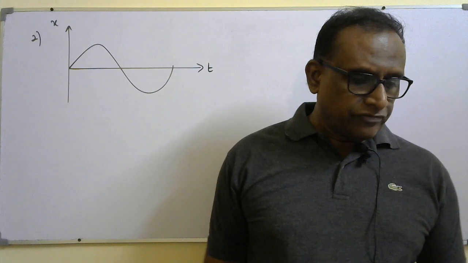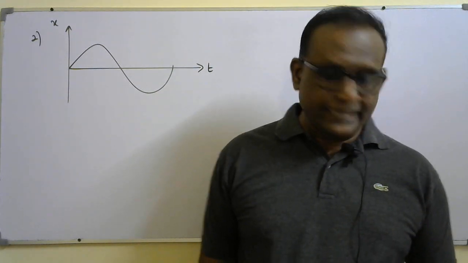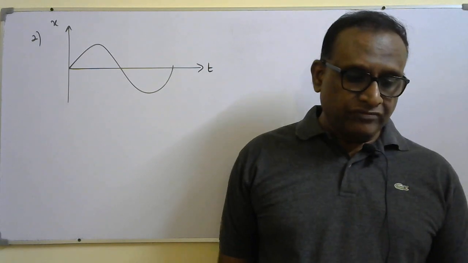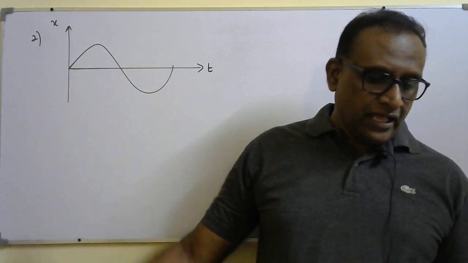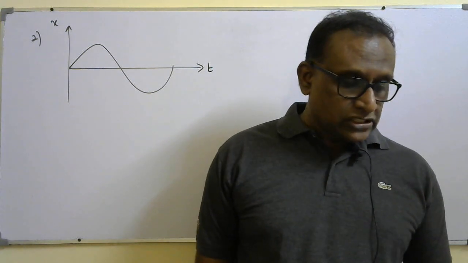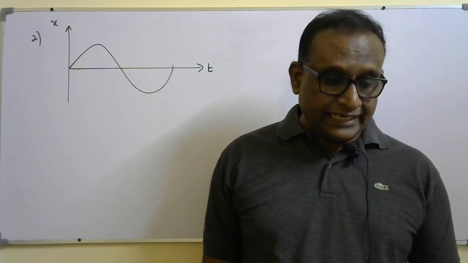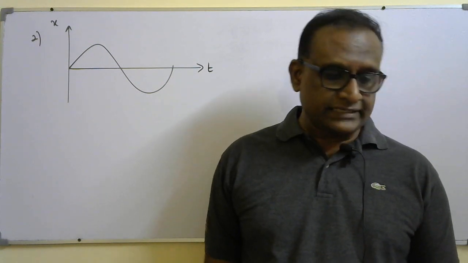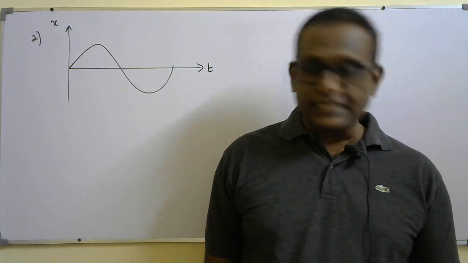Second question, the graph shows how the displacement x of particles in a wave varies with time t. The speed of the wave is not known. Which of the following cannot be determined from a graph of displacement against time for particles in the wave?